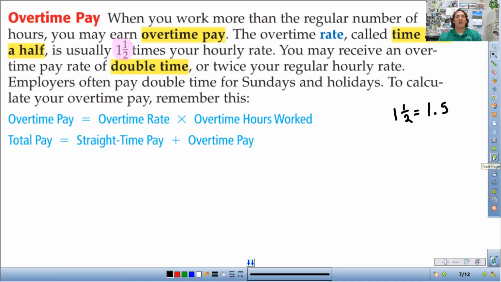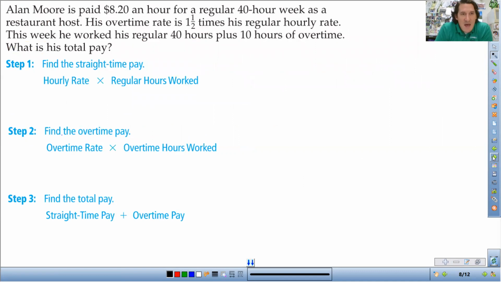So how do you calculate overtime pay? We have Alan, who is paid $8.20 an hour for a regular 40-hour week as a restaurant host. His overtime pay is 1.5 times his regular rate. So remember, instead of using the mixed number, we are going to use 1.5. This week he worked 40 regular hours plus 10 hours of overtime. What is his total pay?